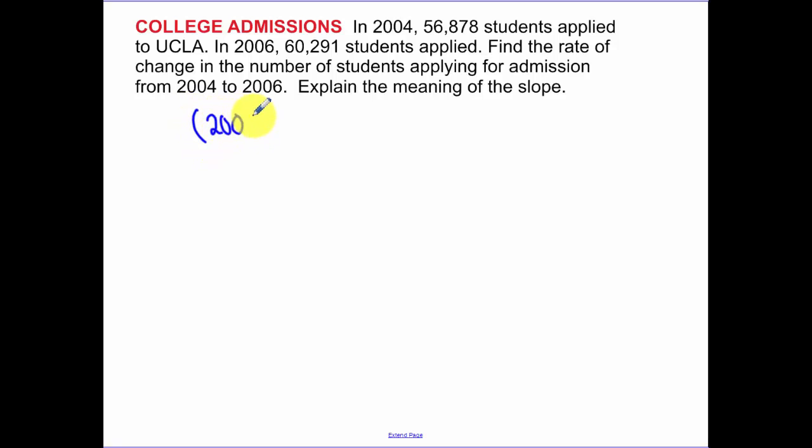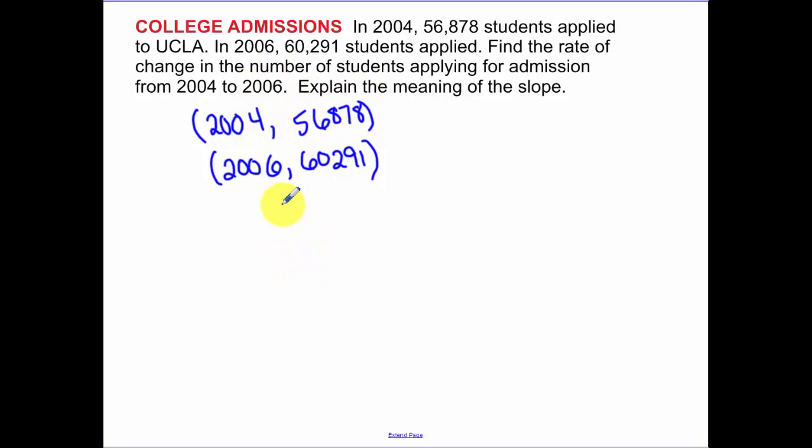We have 2004, and then the value. So that's time, our independent variable, and the dependent variable. And then we have the year again and the number of students. Time is typically our independent variable. The number of students applying depends on the year.